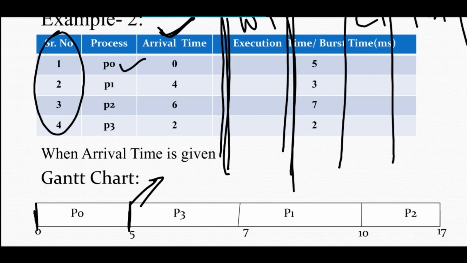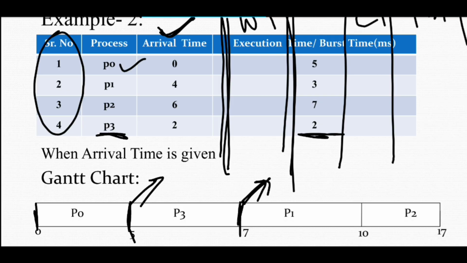Then P1 came in 4 seconds, P2 came in 6 seconds, and P3 came in 2 seconds. And definitely P3 came after P0, so P3 goes for execution. P3 execution time is 2. It will execute for 2 seconds, 5 plus 2, which is 7 seconds. Then P3 is terminated, and the CPU is again idle.